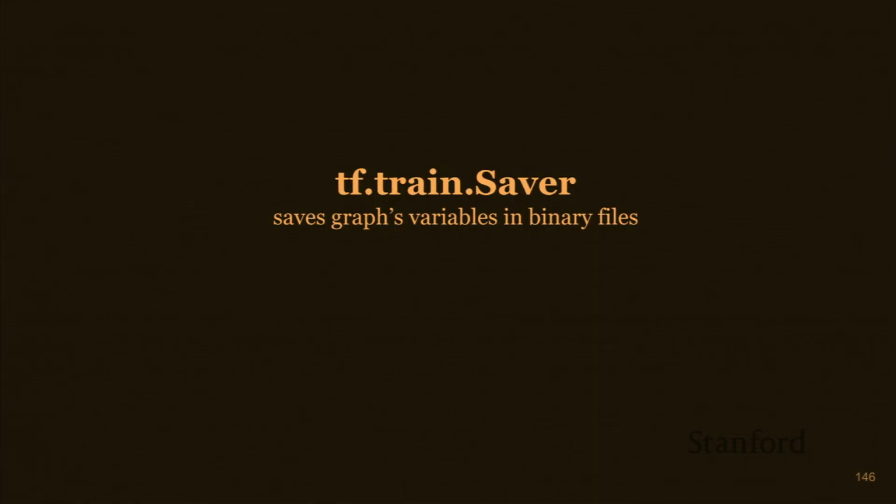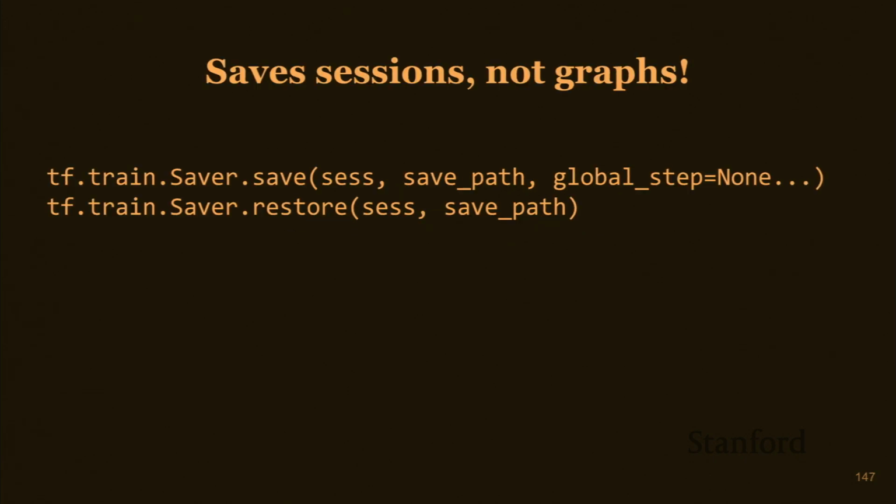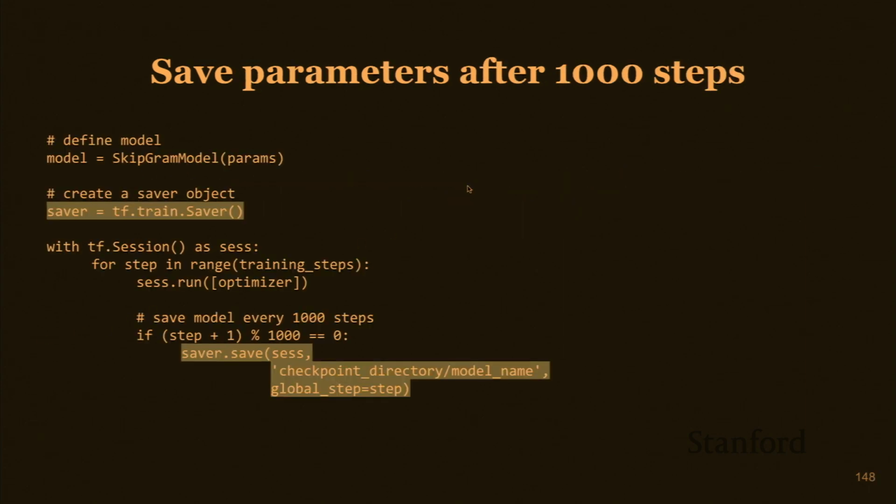So what you can do is use a saver object that will save the current model into the save path, and when you want, you can restore it later on. So how does this work? You create a saver maybe right before you create a session, and maybe you want to save it every 1,000 steps. Then you can do something like this.